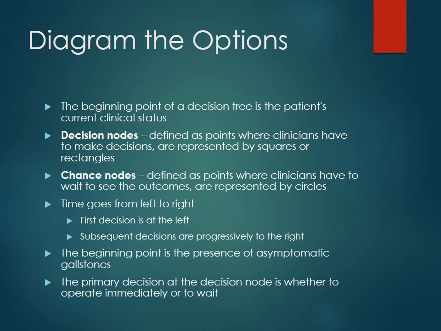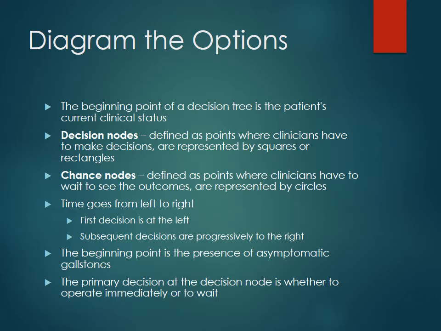So first you're going to diagram the options. The beginning point of the decision tree is the patient's current clinical status, right? You're going to have decision nodes, which are defined as points where the clinician has to make a decision, and they're typically represented by squares or rectangles. And then you have chance nodes, which are defined as points where clinicians have to wait and see the outcomes. You might see these represented as circles. Time typically goes from left to right for these. Sometimes you'll see them go from top to bottom, as I've seen in some decision trees. The first decision is typically set at the left, and subsequent decisions are progressively more to the right. And so the beginning point is going to be the presence of an asymptomatic gallbladder in this situation.